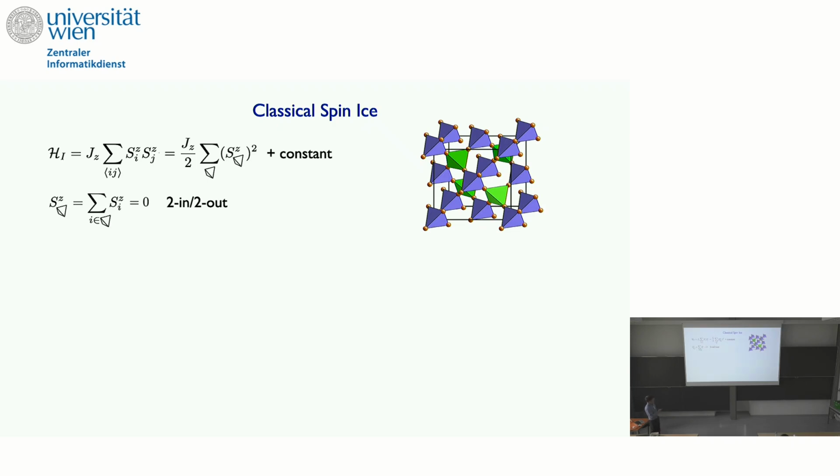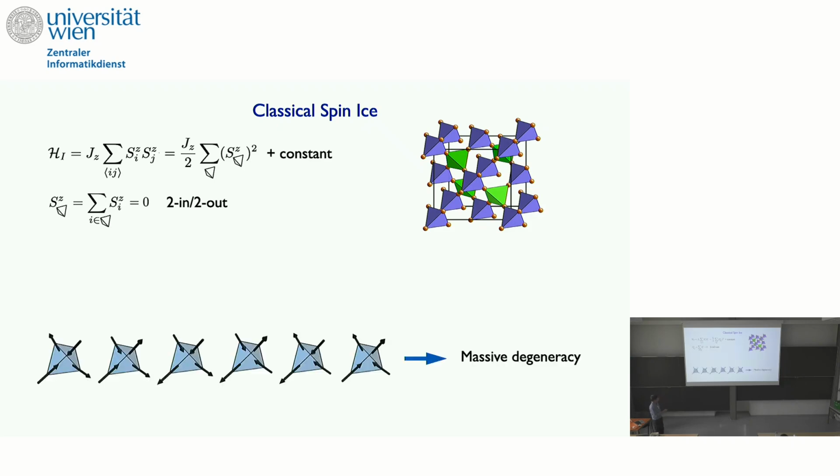At the classical level, it's clear that in order to minimize the energy, I want that cluster spin to be 0 all the time. That's the reason why you end up with the so-called 2-in, 2-out spin configuration. In fact, if you look at just a single tetrahedron, there are already 6 possible configurations. Imagine that you tile the entire lattice with these configurations: you end up with a massive degeneracy. You have an exponentially large number of spin configurations that give you exactly the same energy.